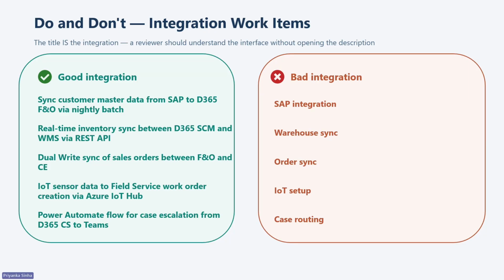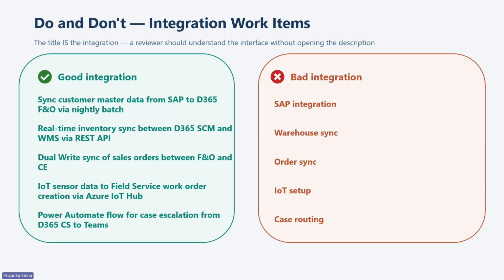Now the bad titles, so you have more examples here. We'll move to bad titles, and I see these all the time in project reviews. We just mention SAP integration, which one? There is no further information. You probably have 15 SAP integrations, right? Warehouse sync: what needs to be synced, between what systems, what is the direction? Again, same problem. We are not getting proper information by reading the title.